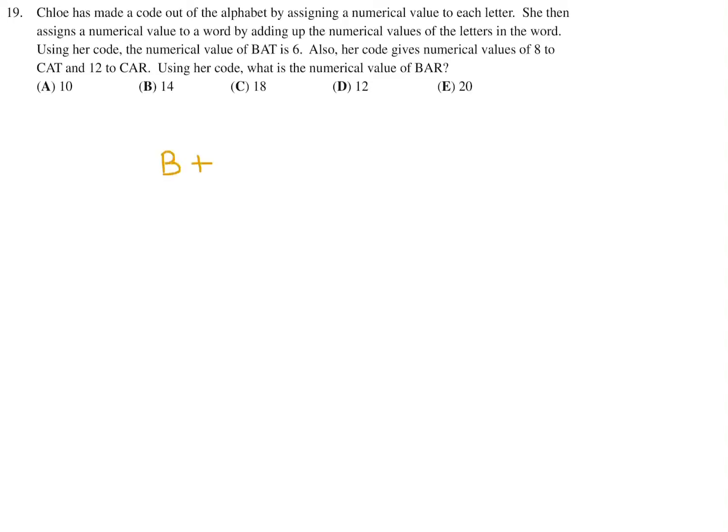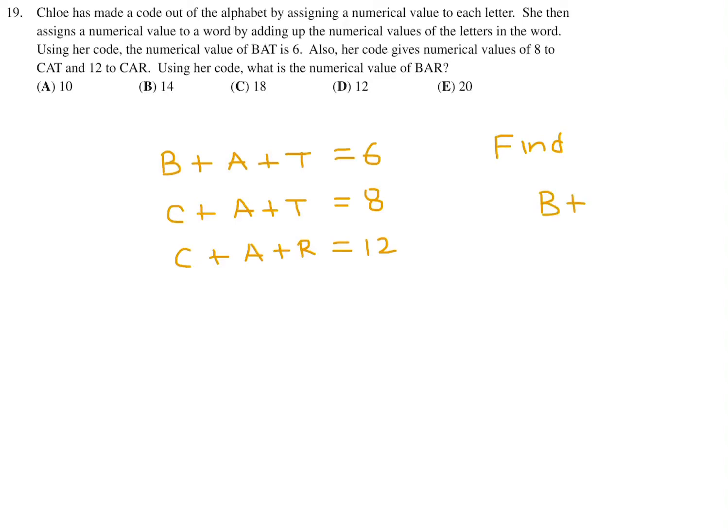So B plus A plus T is 6. C plus A plus T is equal to 8. And C plus A plus R is equal to 12. And they want you to find the numerical value of B plus A plus R. Basically just a system of equations that we have to work with. I'll call these 1, 2, and 3. I have to find B, A, and R, right?